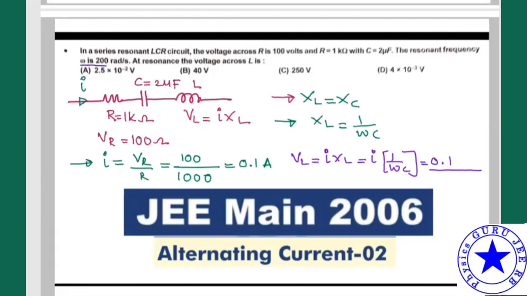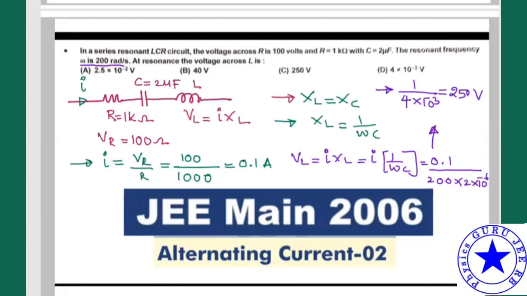The omega value is given as 200 radian per second. That means 200 into C, the capacitance. If I take 2 microfarads, that is 2 into 10 to the power of minus 6. Further simplifying, 0.1 divided by 400 into 10 to the power of minus 6, which is 0.1 divided by 4 into 10 to the power of minus 4. On simplification, we get 250 volts.